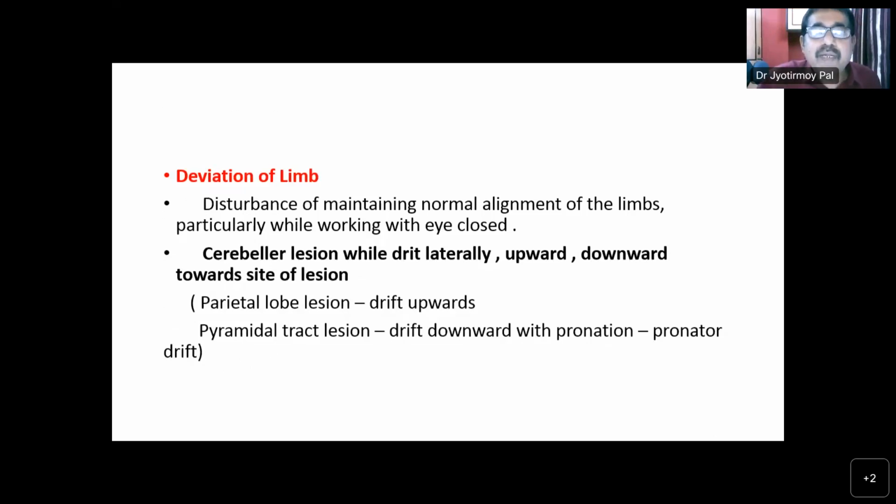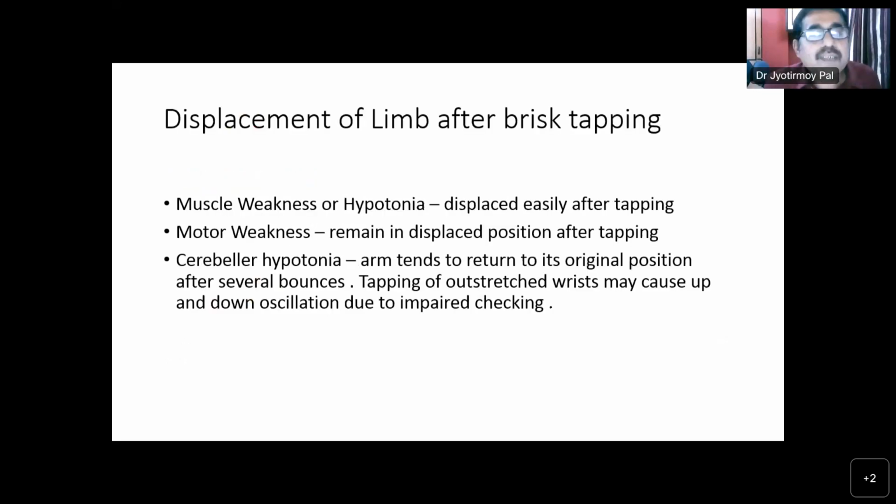Disturbance of maintaining the normal alignment of the limb, particularly while walking with eyes closed. Because when I walk, what happens? Both arms are adducted and there is a swinging from the shoulder. So this is a normal alignment. In case of parietal lobe lesion, there will be drift upward. In case of pyramidal tract lesion, there will be pronation, so pronator drift. But in cerebellar lesion, there will be drift laterally, upward or downward, towards the side of the lesion. So our hand will be like this, not like this. So that is deviation of the limb. Rebound phenomenon, I will come to later on.